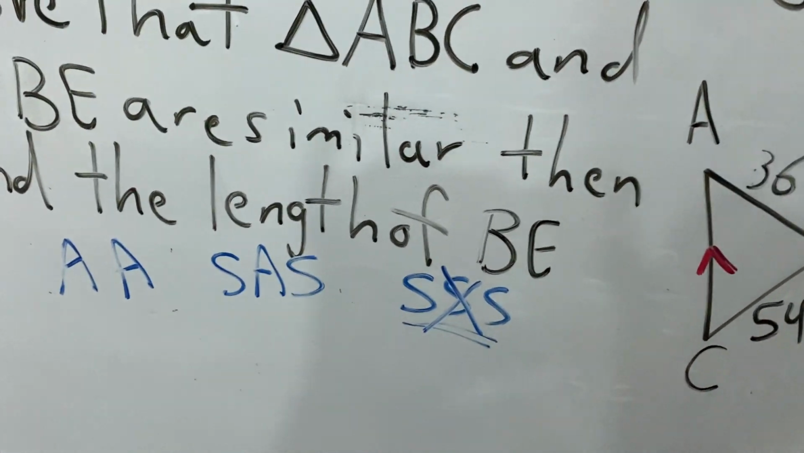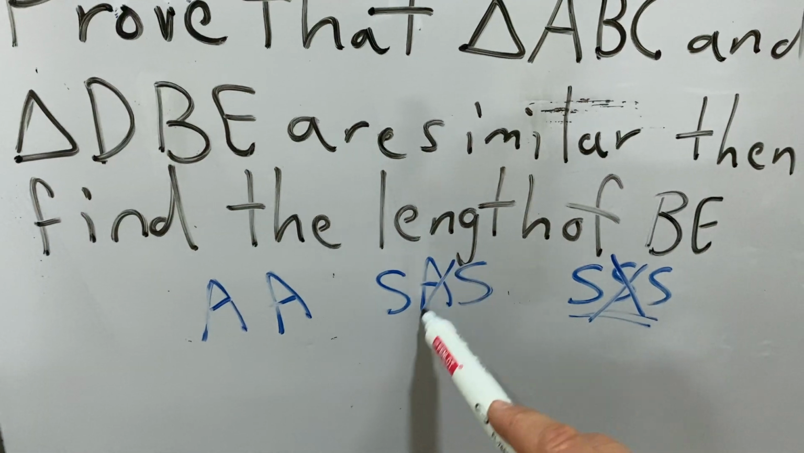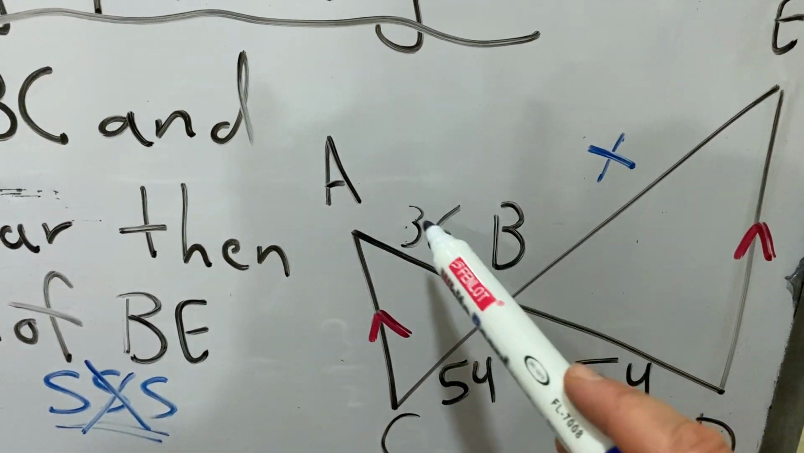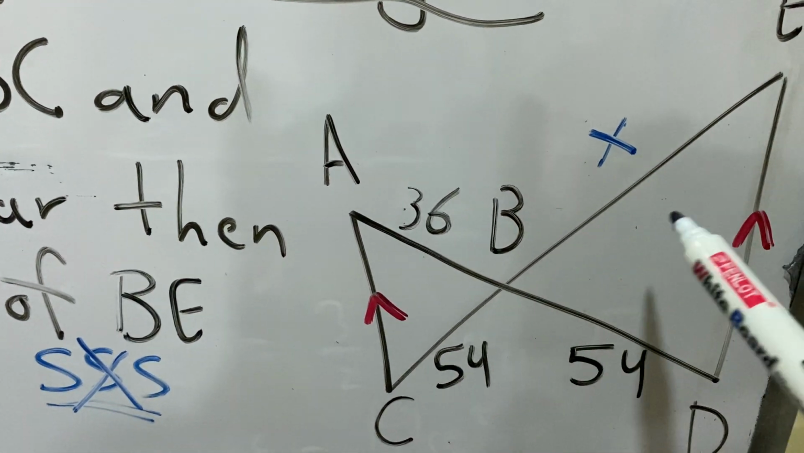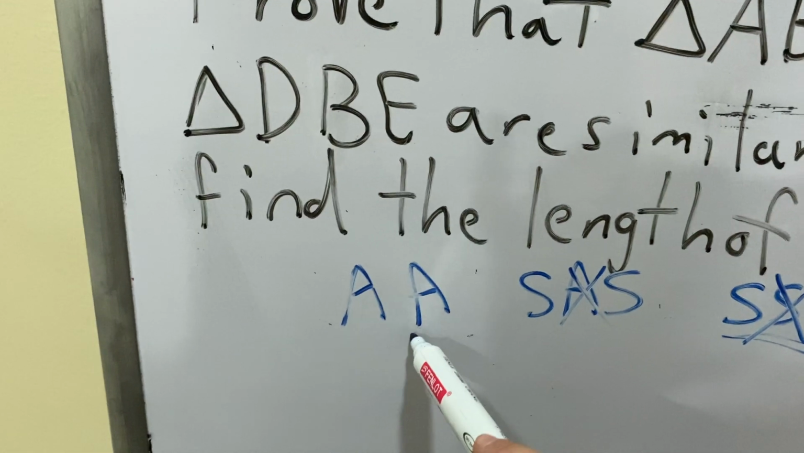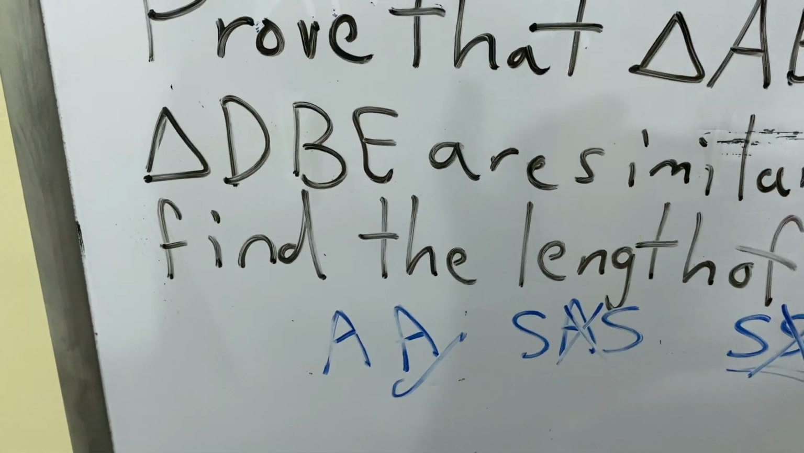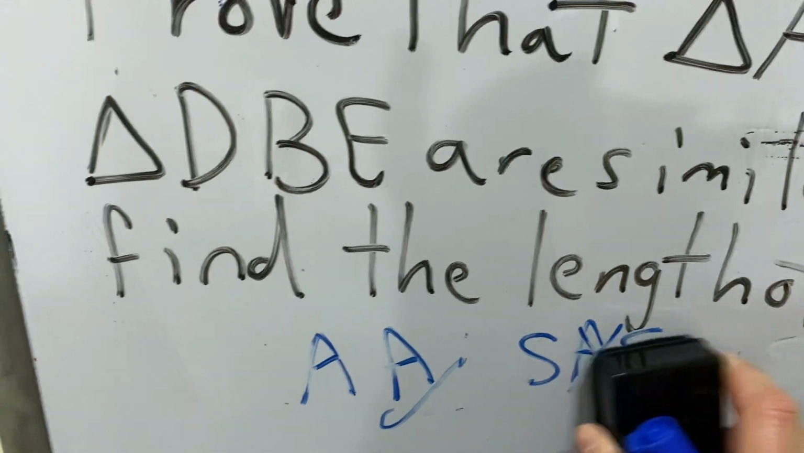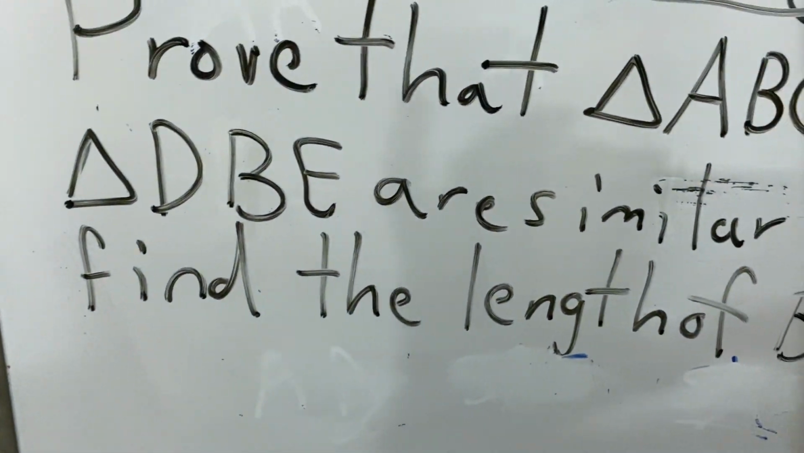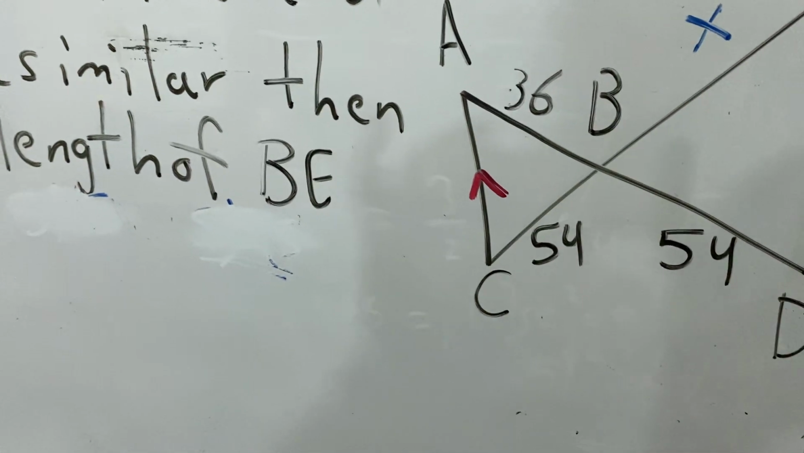And also I cannot use side angle side. Why? Because here I have two sides given in these two, but here one is not given. So actually also I cannot use side angle side. So I will use angle. So I will search for angles that are congruent in this triangle. I will erase these and I will search for angle. Angle means I need two angles that are congruent.